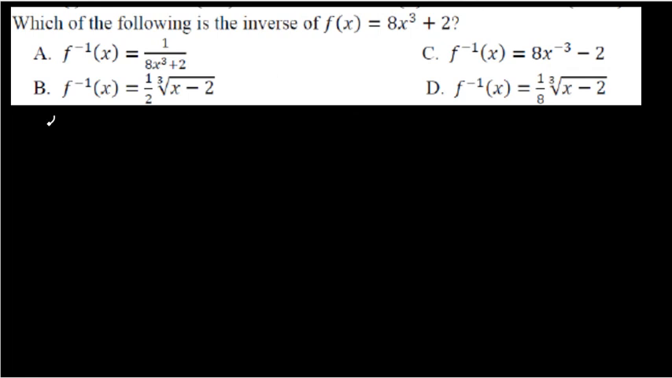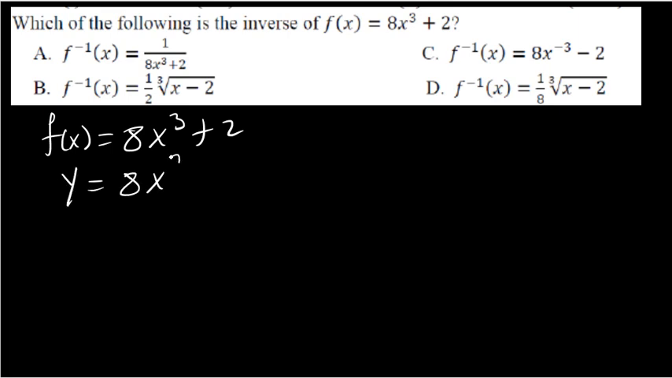The function f of x is equal to 8x cubed plus 2. So we need to find the inverse. So in place of f of x we can write y is equal to 8x cubed plus 2. The step is clear. So in place of y write x and in place of x write y: x is equal to 8y cubed plus 2. Then try to solve for y.